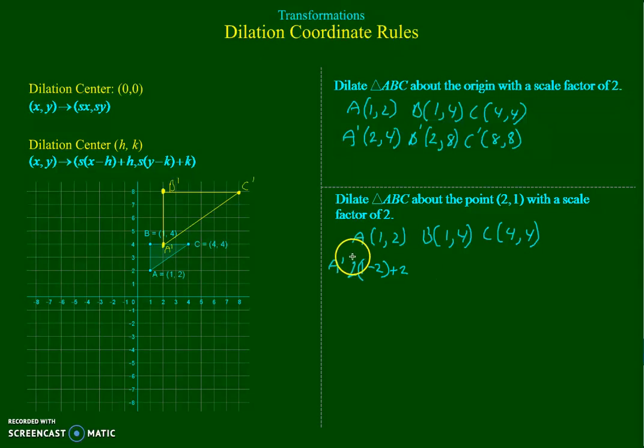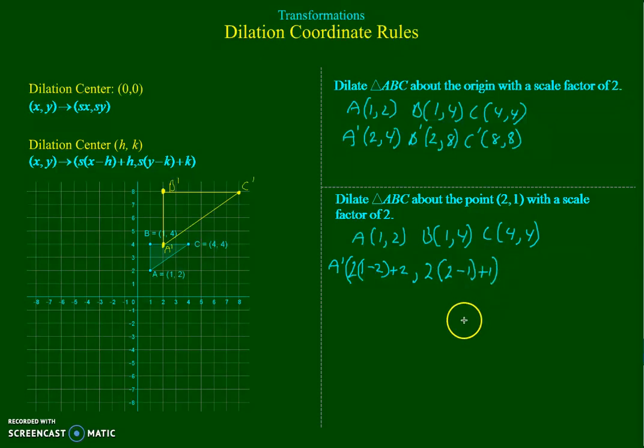Now this gives us our x-coordinate. And our y-coordinate, we're going to do something very similar. So we put the scale factor out here. We take the y-coordinate now. We subtract off the y-coordinate of our center. And then add it back. So we've done the same thing. We've taken the y-coordinate of our point, subtracted off the y-coordinate of our center of dilation, multiplied by the scale factor, added that point back.